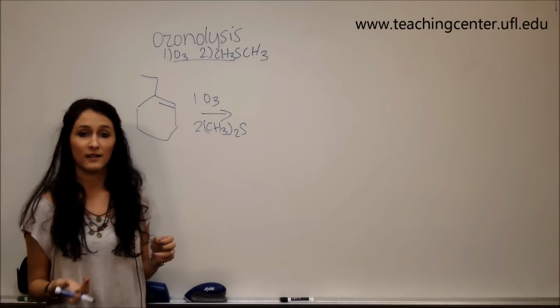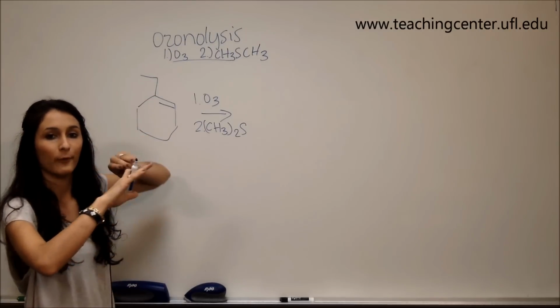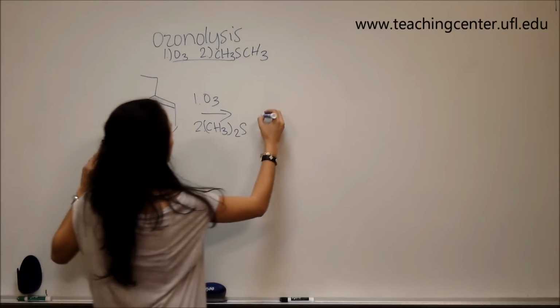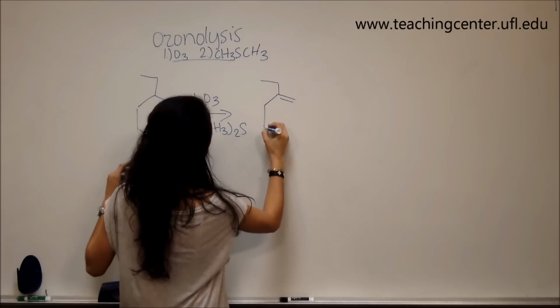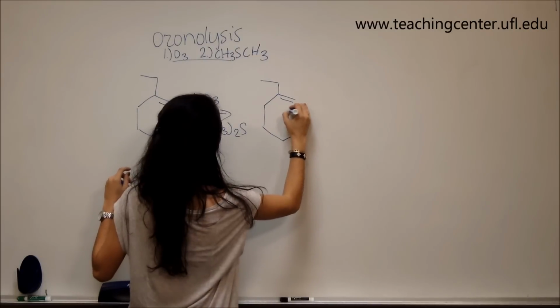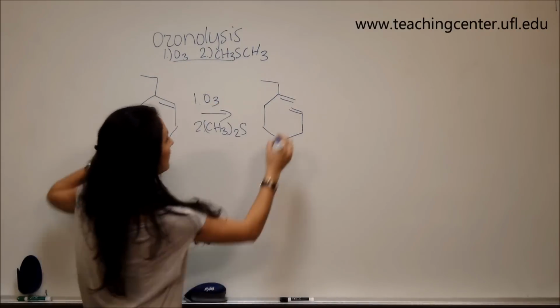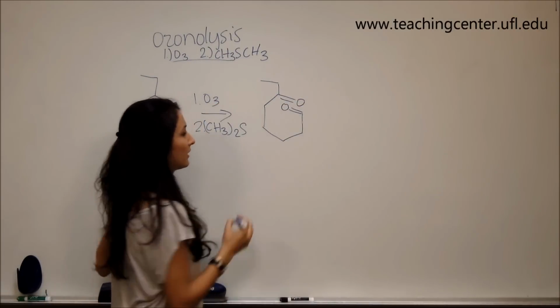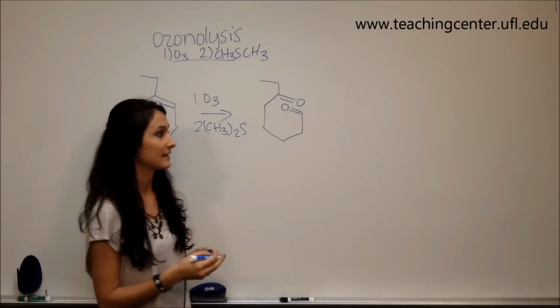Okay, so what happens in ozonolysis again is that we're going to cleave this bond, we're going to push them apart a little bit, and we're going to oxidize them. So let's go ahead and draw that. Okay, so imagine that we've just broken this bond. We're going to throw an oxygen on here and on here. So that's as simple as it gets, basically.